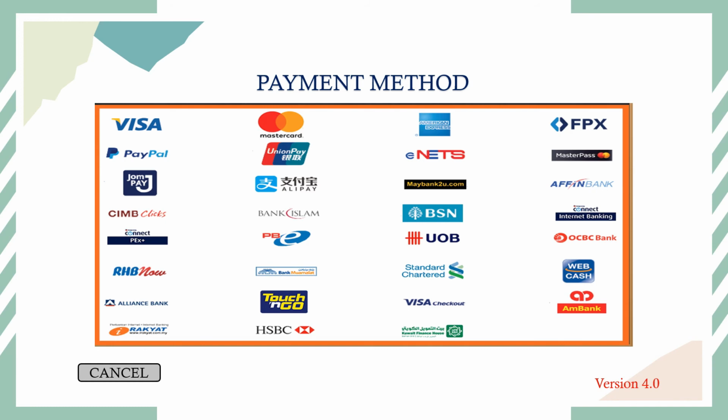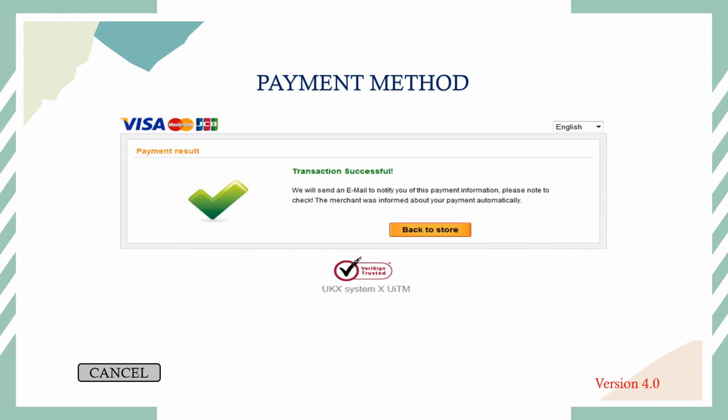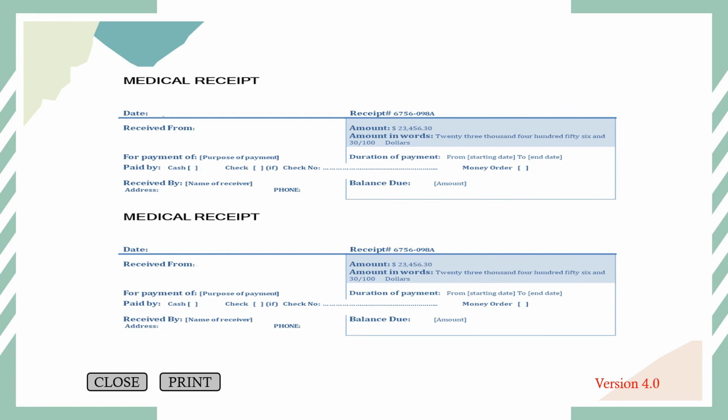After the transaction is successful, the screen will go to the medical receipt page. After the student makes a payment, the screen will show us the receipt that the student will receive. We can also print this receipt for many purposes, such as a medical certificate and also as proof. We just need to click the print button to print that receipt.